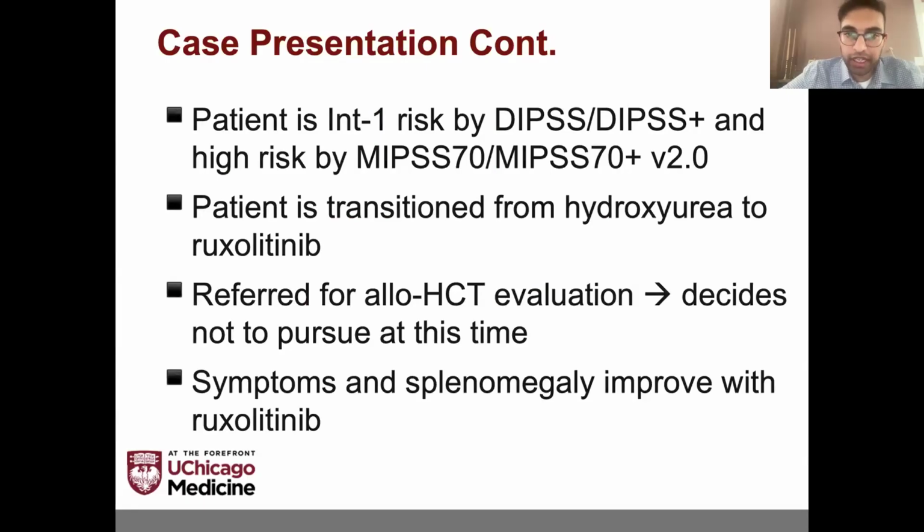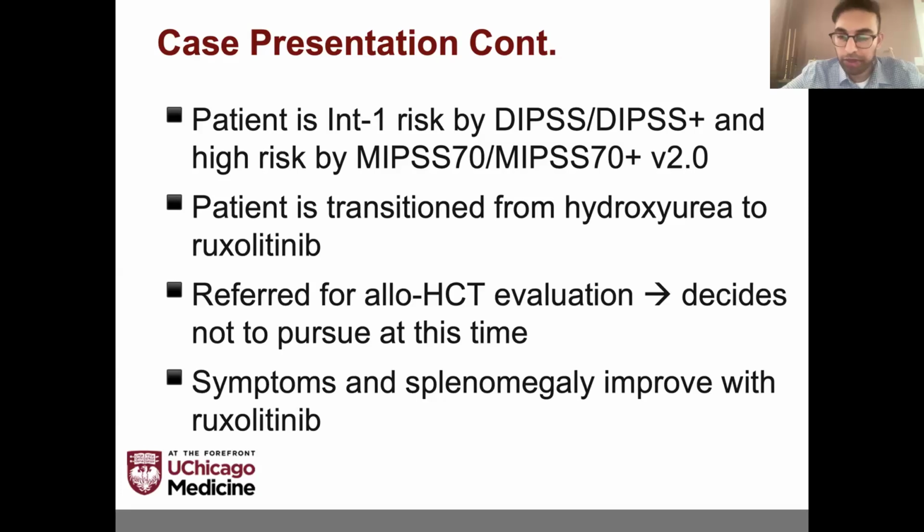Given the very large spleen, the patient is transitioned from hydroxyurea to ruxolitinib. Given the high-risk features of the patient's myelofibrosis, he is referred to be seen for an allogeneic stem cell transplant, and ultimately the patient elects to not pursue this at this time.